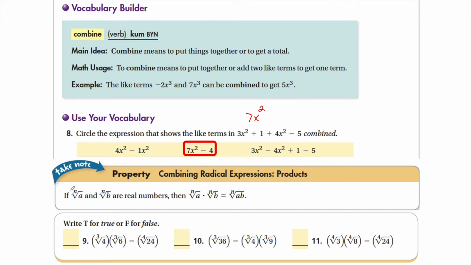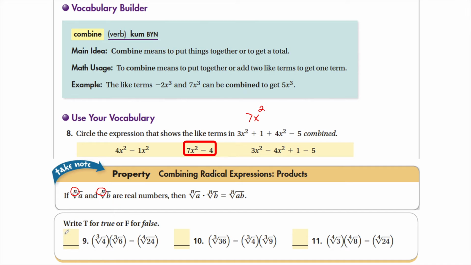Combining radical expressions using product, or multiplying. If the nth root of a and the nth root of b are real numbers, then the nth root of a times the nth root of b is going to equal the nth root of a times b. Now notice the n matches the n. If that is not the case, then we can't actually solve this one out. The index values need to be identical in order for you to actually go through multiplying it out.